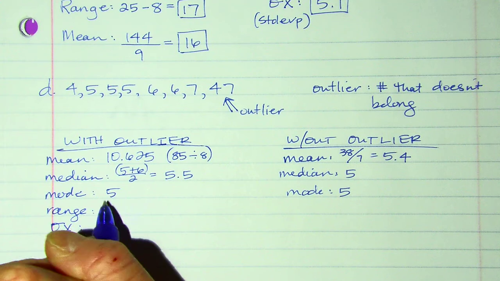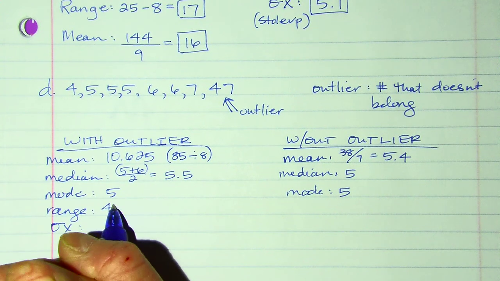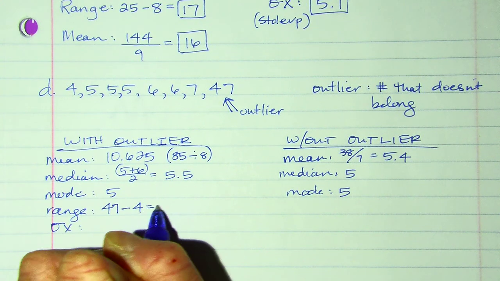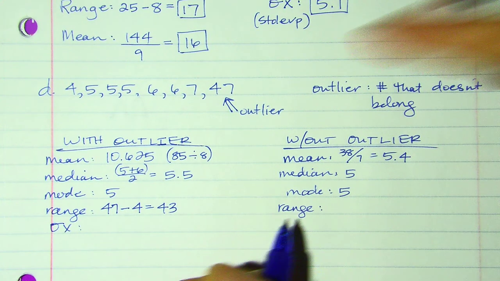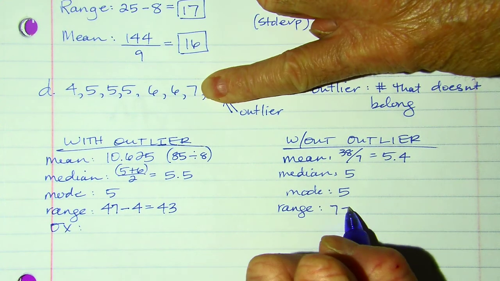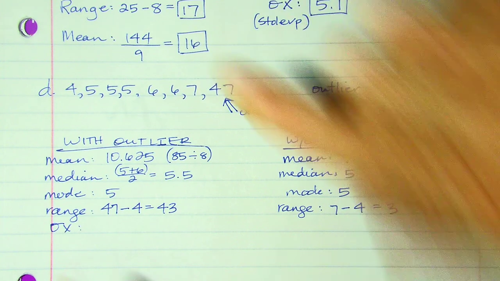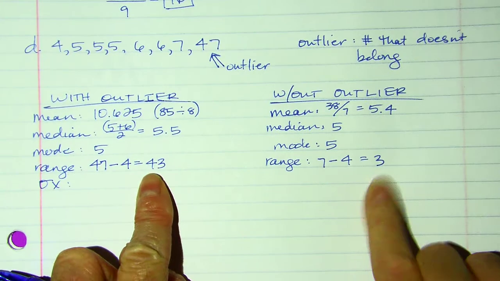Range, with the outlier, my maximum is 47 minus 4, so my range is 43. Without the outlier, if I cover up 47, my maximum is 7, take away 4, which is 3. Notice the difference, huge difference.